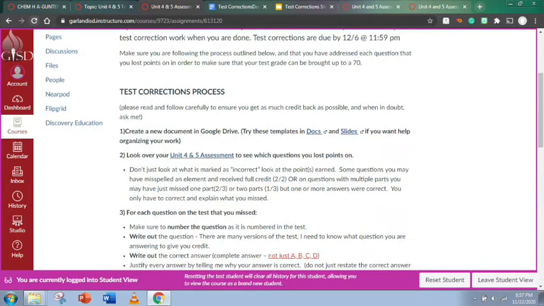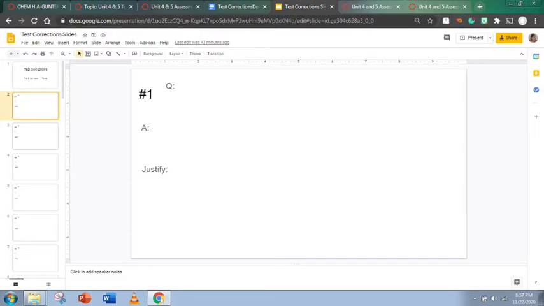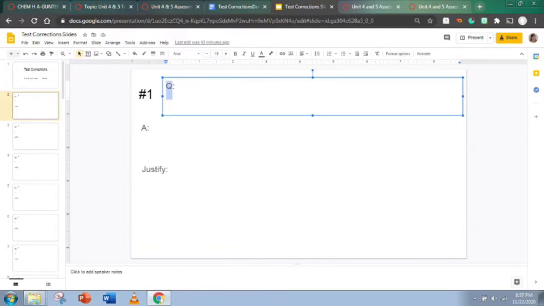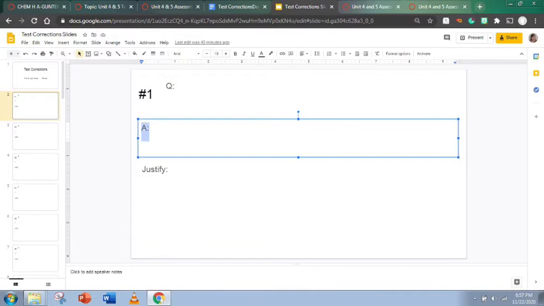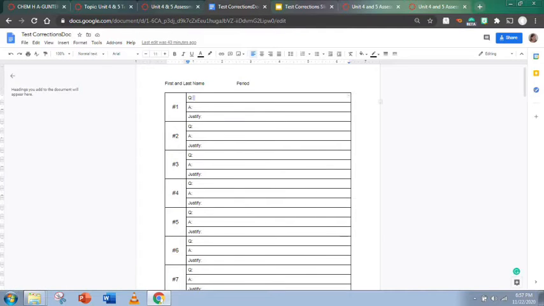And I have a couple of optional templates here that you can use, either a document or a slide set to organize your work, just to help you make sure that you don't forget to write out the question or to write out the full answer. This isn't just a place for A, B, C, D. I want to have an actual written out or drawn out answer there. And then justifying it. So many people forget to justify their answers, and you get no credit if you don't. So using one of these templates should hopefully help you remember.